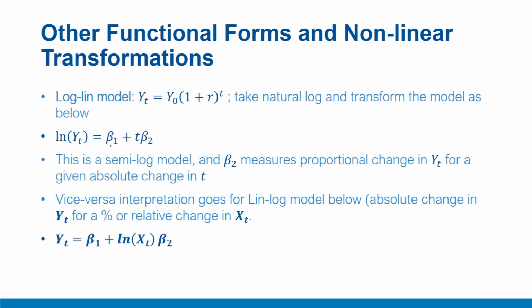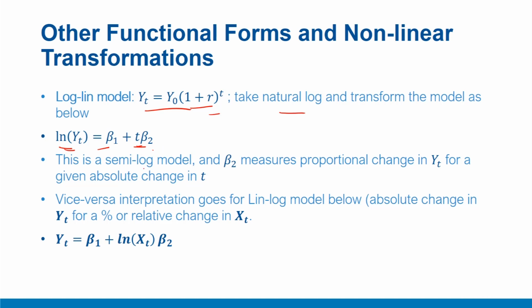Now have a look at another expression for which we are going to use log-lin transformation: yt equal to y naught times 1 plus r raised to the power t. If we take the natural log and transform the model as below, natural log of yt equals beta 1 plus t times beta 2, because it was 1 plus r to the power t, the logarithm transformation has made it in this form.